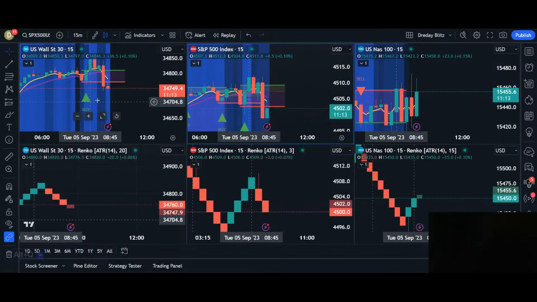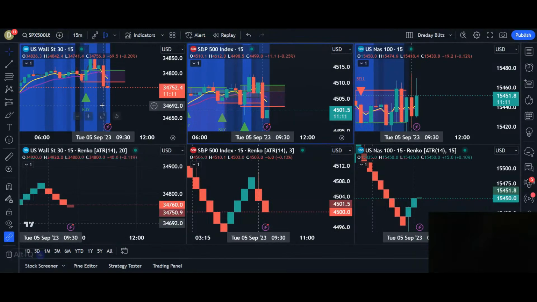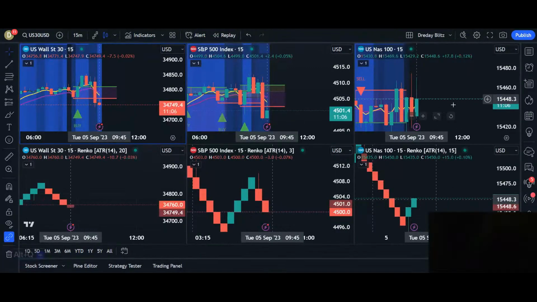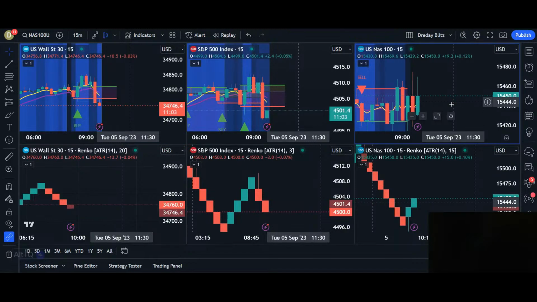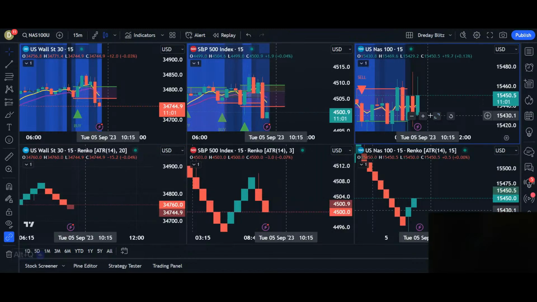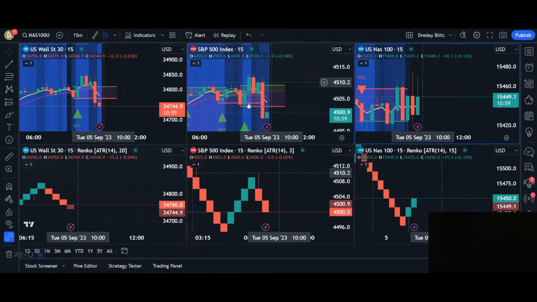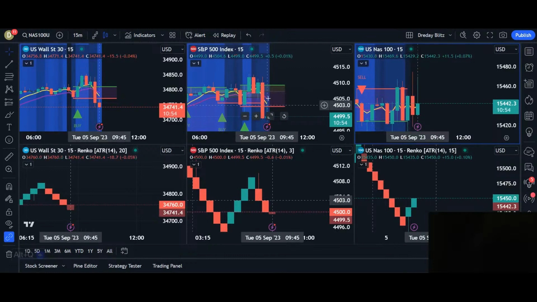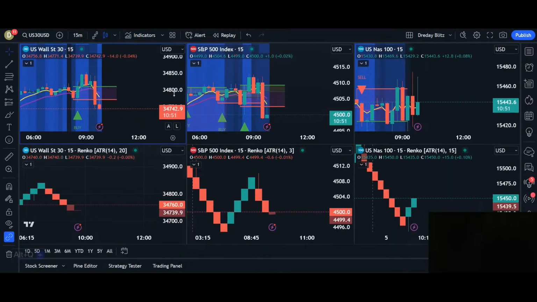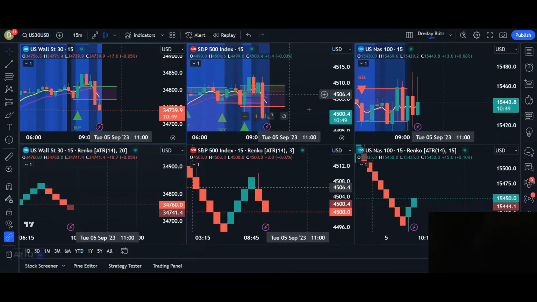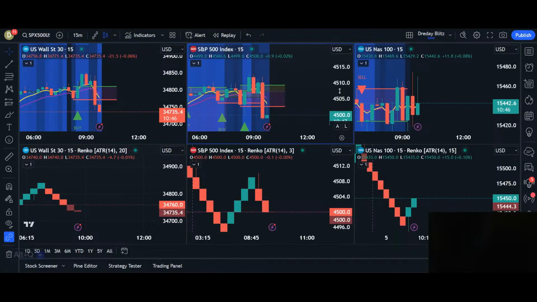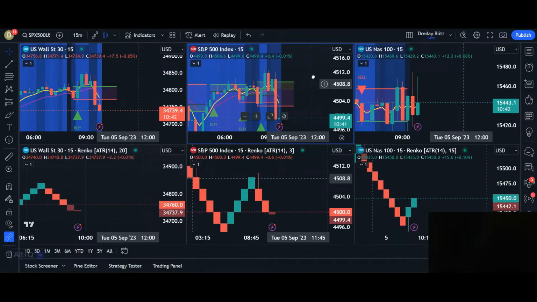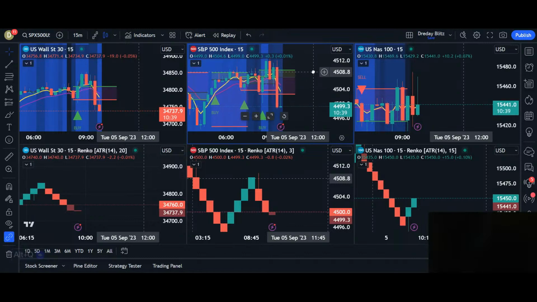So okay, let's see. Nasdaq is still ranging right now. S&P 500 and US 30 are showing us basically a reversal in the market. So for now, I would expect some movement to the downside for those two.